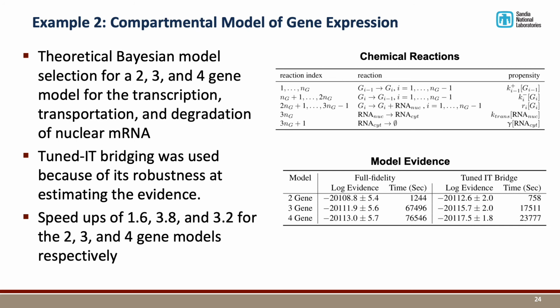We see that the model evidence estimates found with the tuned IT bridge ST-MCMC method compare favorably with the full fidelity estimates that we get using normal ST-MCMC. In fact, the tuned IT bridging methods have a lower error because they take more intermediate distributions as they travel from the prior to the posterior, and therefore the thermodynamic integration can be more accurate.